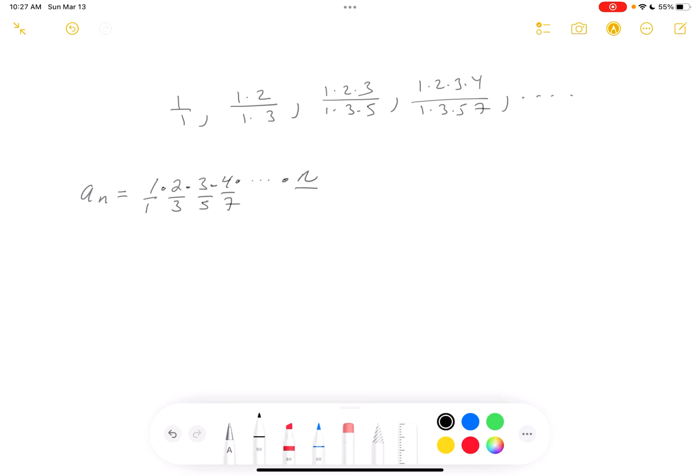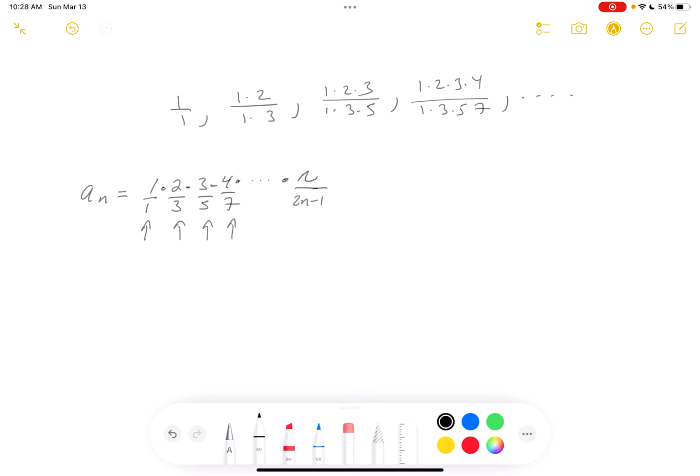What goes on the bottom of the last one now? Let's take a look at it. It looks like 2n minus 1. They're going up by 2, by the way. Let's see if this is true. Would you get 1 for a_1? Yeah. Would you get 3? Yes. Would you get 5? Yes.